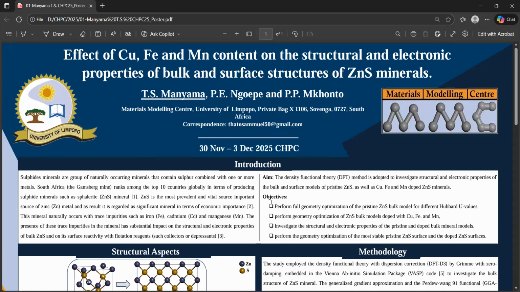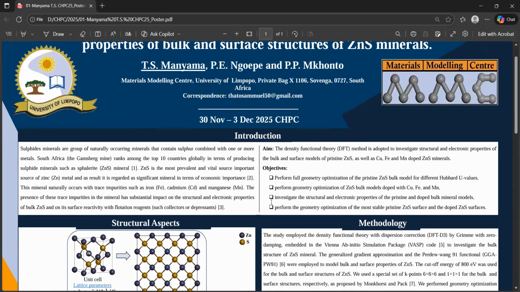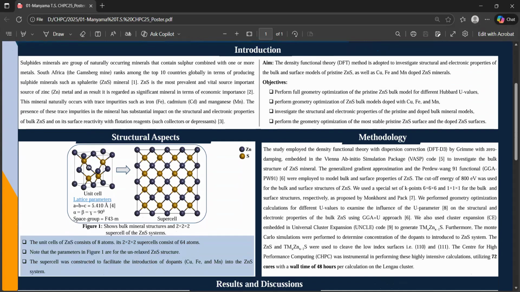The density functional theory method is adopted to investigate the structural and electronic properties of bulk and surface models of pristine sphalerite as well as copper, iron, and manganese doped sphalerite. This is the crystal structure of sphalerite together with its 2 by 2 by 2 supercell.